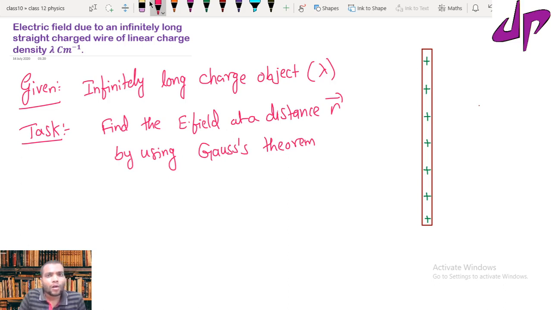There is always a link between the symmetrical object and the Gaussian surface. The Gaussian surface is just a clever selection of a certain surface which makes it easy to find the field. So we need to make such a clever selection. Always there is a matching between the Gaussian surface and the charged object. If we take that type of Gaussian surface, then our work will become very easy. So here is my useful Gaussian surface for this.